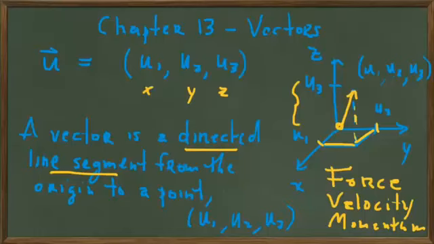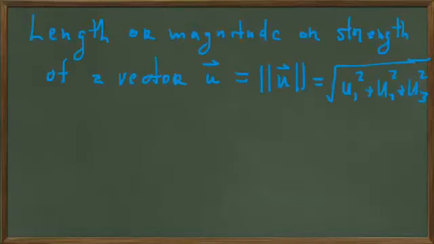So let's, on the next blackboard, look at what the length or magnitude of a vector is, and how to calculate that. We'll denote the length or the magnitude or the strength, which is probably the best word if we're talking about a physical entity like force, of a vector U. We use a notation kind of like an absolute value notation, but with a double set of vertical lines, and it's the square root of the sum of the squares of the components. So it's the distance from the origin to that endpoint.